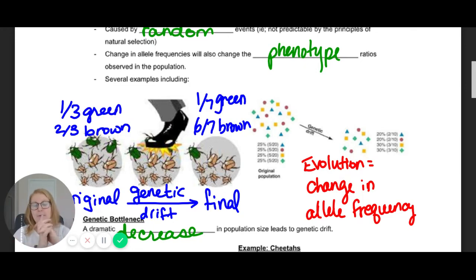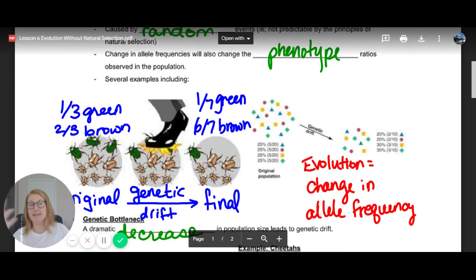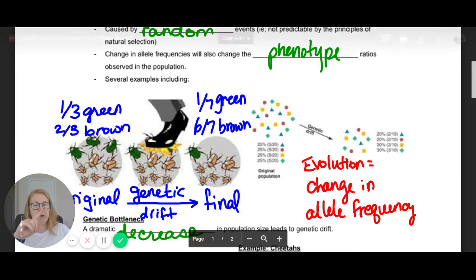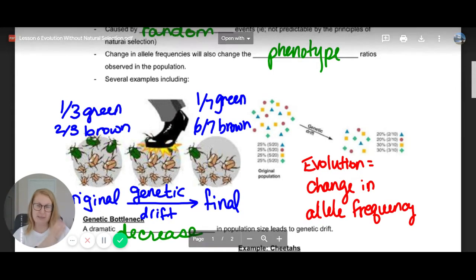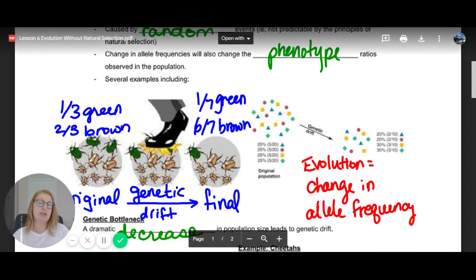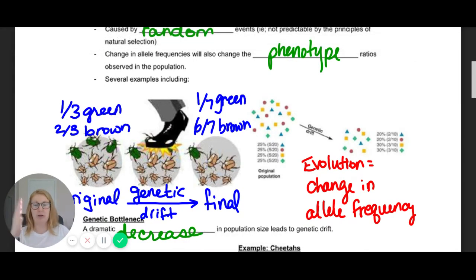Now, what happens over time is that this person comes by and just accidentally steps on them. So, again, not based on their traits, not based on their color or their size. And so that random event that changes the population, we call that genetic drift. In the final population, we end up with 1/7 green and 6/7 brown. It's not because the brown ones have a more adaptive or more beneficial trait. It's just because they happened, randomly, not to get stepped on.